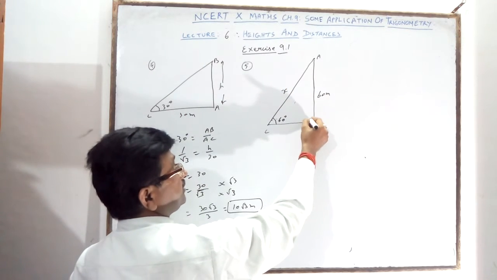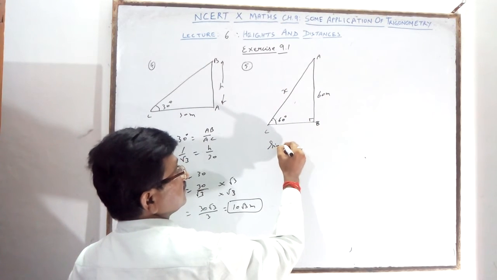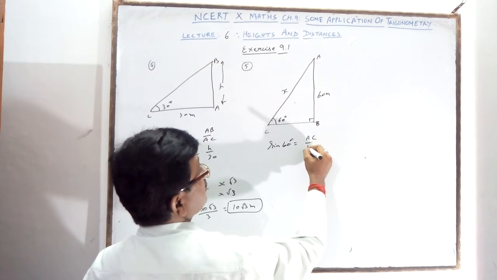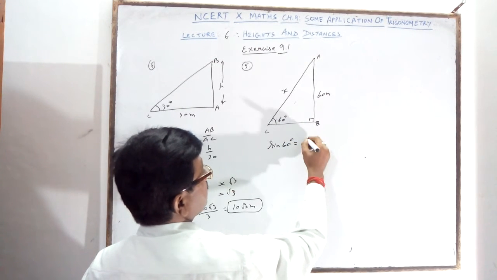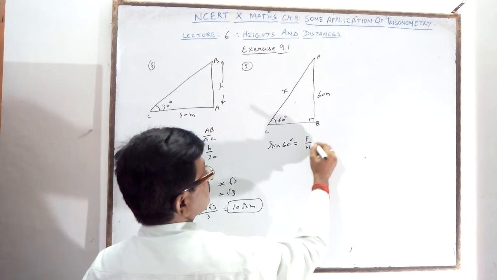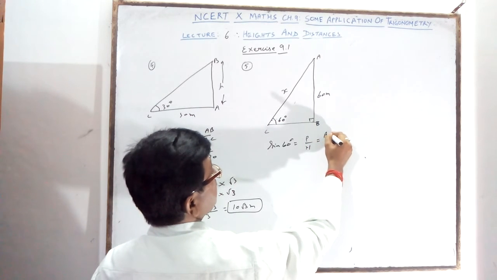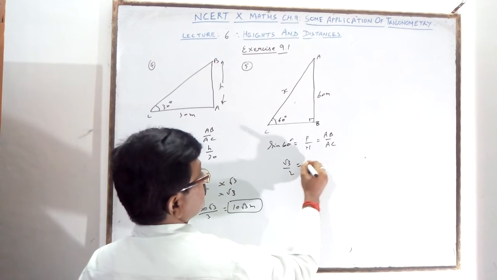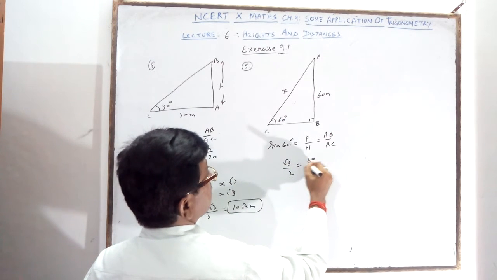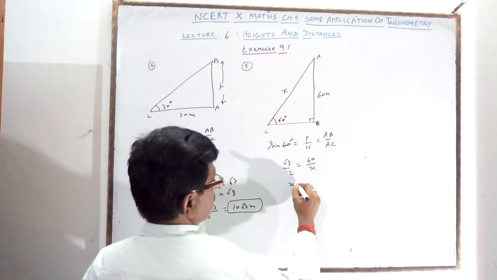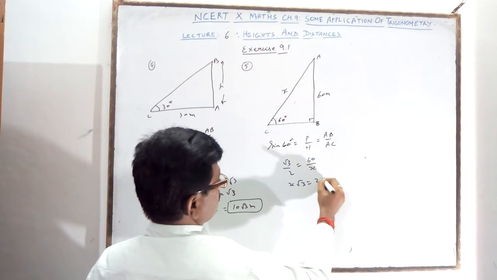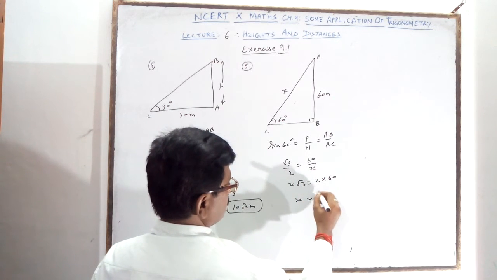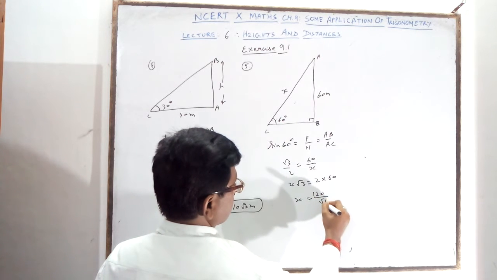This you want. It means you will apply the sine. Sine 60 degree is equal to perpendicular upon hypotenuse, AB upon AC. Sine 60 is root 3 by 2, AB is 60 upon x. So x root 3 is equal to 2 into 60. Then x is equal to 120 upon root 3.